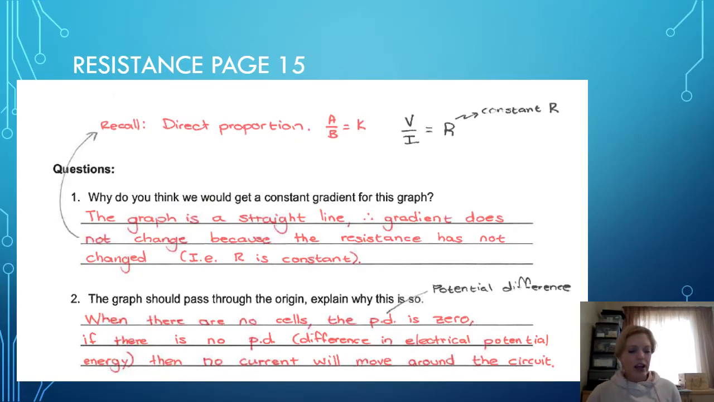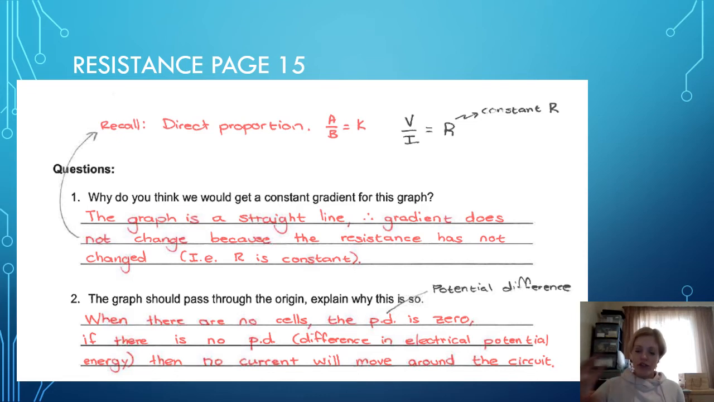So we are now looking at the questions on page 15 that I asked you guys to do before you watch this video. The first question asks, why do you think we would get a constant gradient for the graph? The reason we're getting a constant gradient is because the graph is a straight line, grade 9s, okay? The gradient does not change because the resistance has not changed.